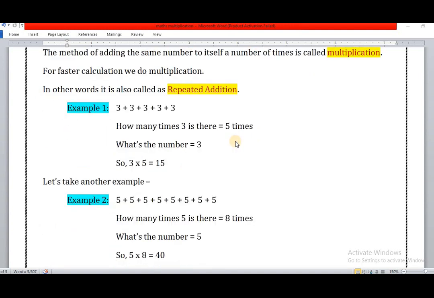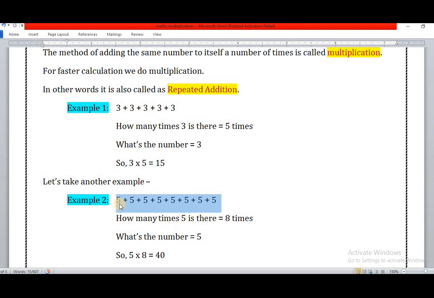Now, here are some examples. In these examples, we will learn how to do multiplication through repeated addition. Let's take example 1. How many times is 3 there, children? 1, 2, 3, 4 and 5. 5 times. And what's the number? 3. So, 3 multiplied by 5 is equal to 15. Clear? Let's take another example.